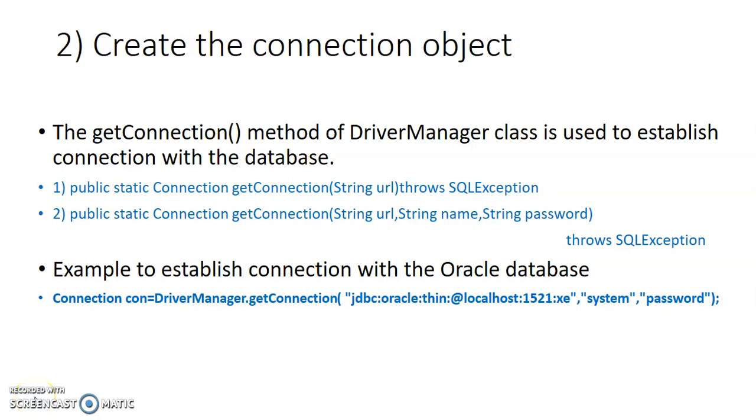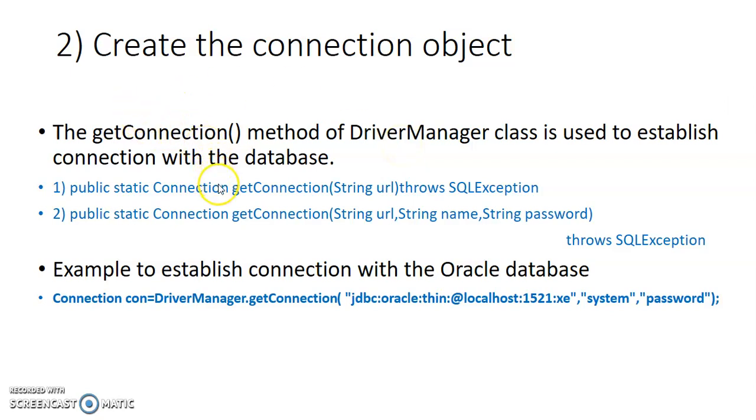Well, in the previous lecture, we have seen the 5 steps to connect the Java application with the database. The first step was to register the driver class, and the second step was to create the connection object. So we have seen that the DriverManager class from the JDBC API is used for the getConnection. It has one getConnection method.